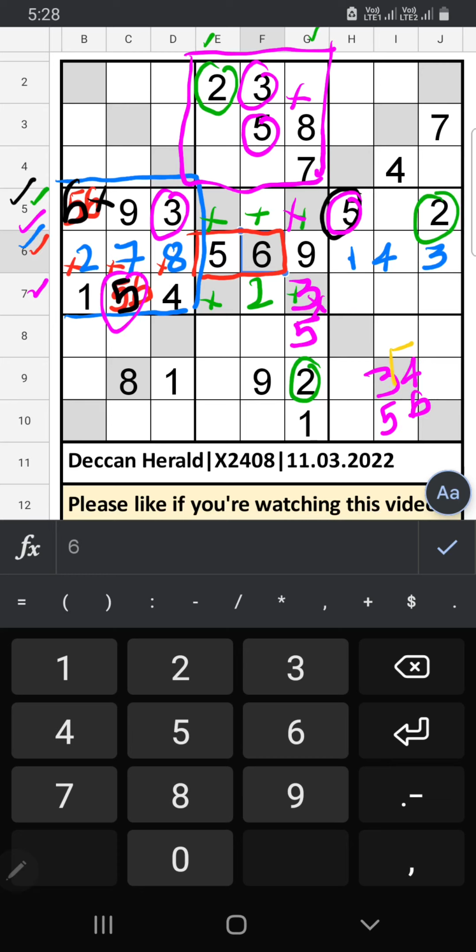Then only 2 numbers are remaining, 4 and 6. Fifth row, we have 6. So 6 can't come in the cell. 6 is confirmed here. Then 4 is here.